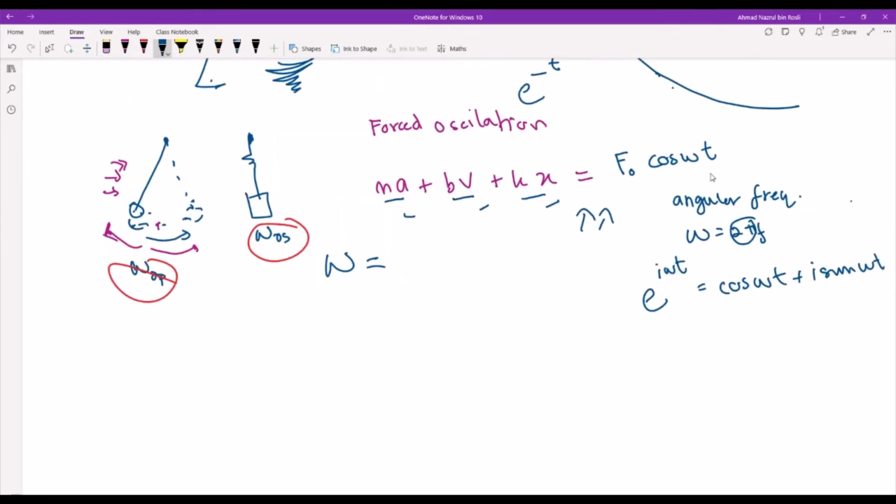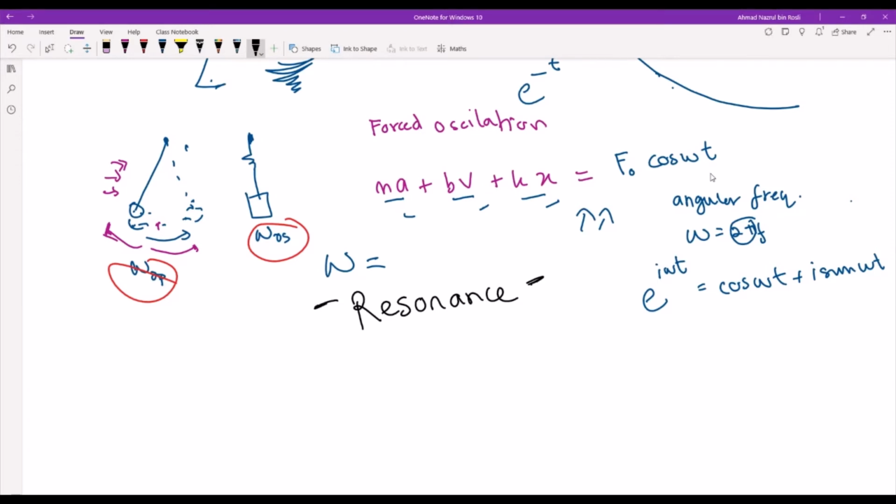But for force oscillation will be different. They have another omega that we need to deal, and I think the calculation is long and it depend on the system. So what really happened here, this is what we call phenomena called as a resonance.